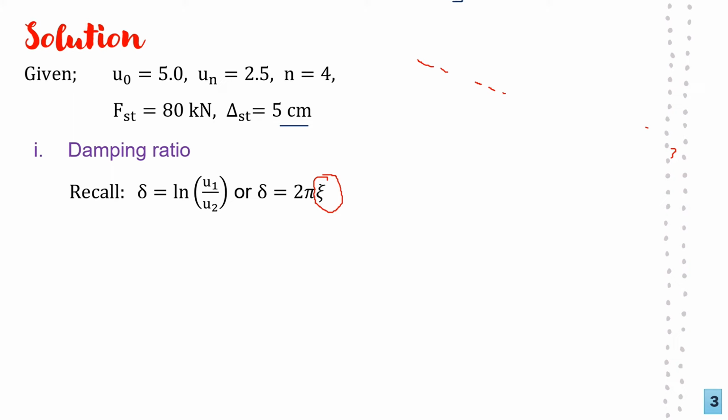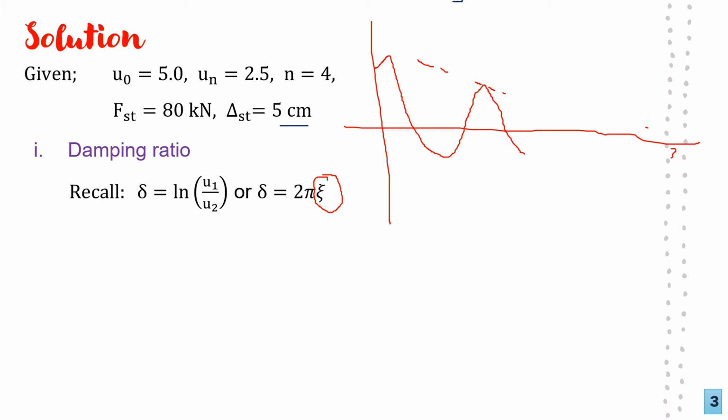So you see, already we know the amplitude changes with the different cycles. After 4 cycles, if I just bring back my displacement, so you say 1, 2, 3, 4. I hope my sketching is okay. So we have the U0 here, or U1, U2, U3, U4. The amplitude here is 5, reduced to 2.5 after 4 cycles.